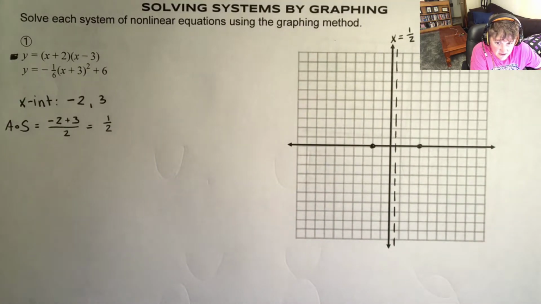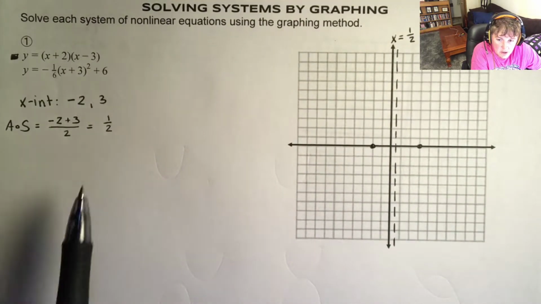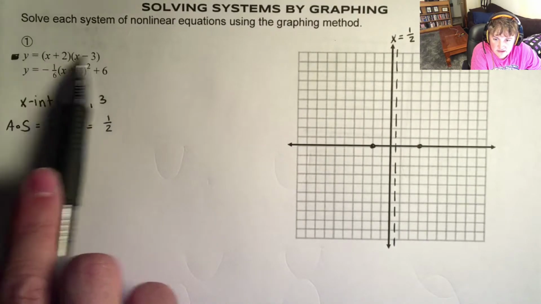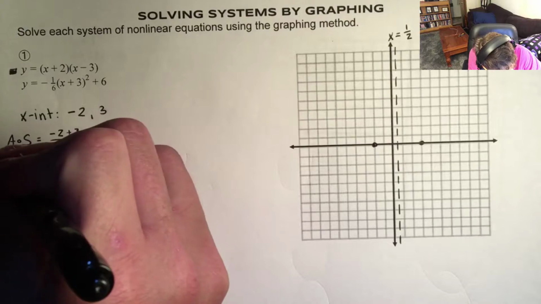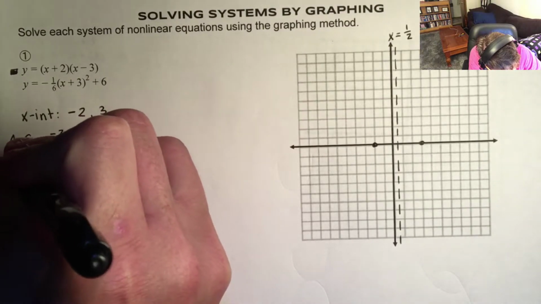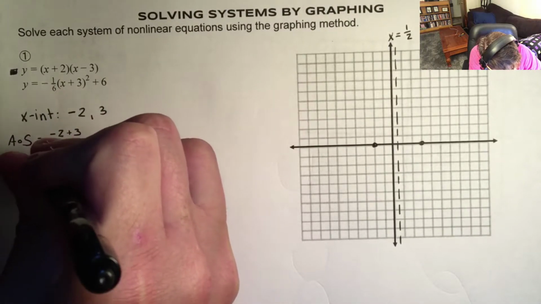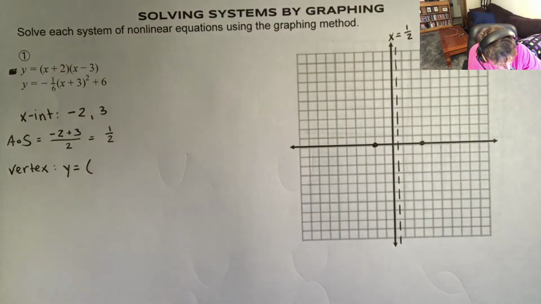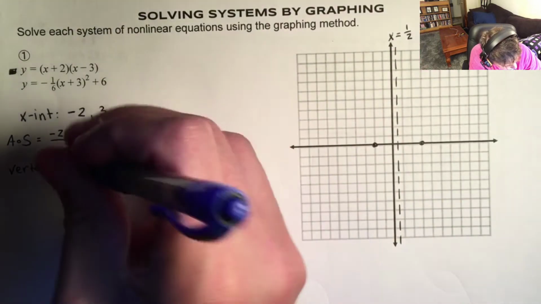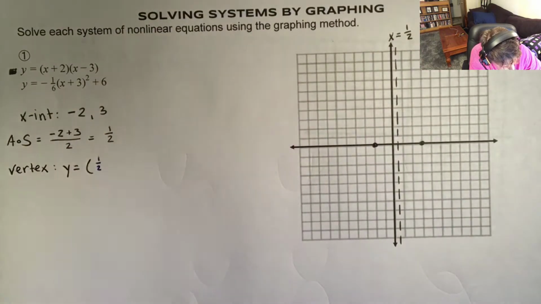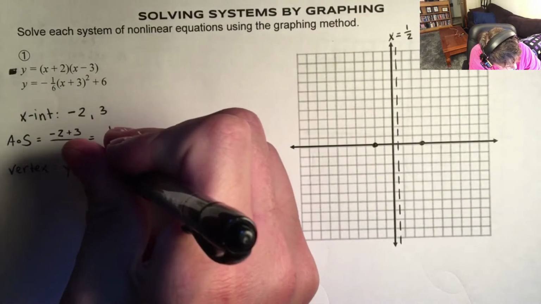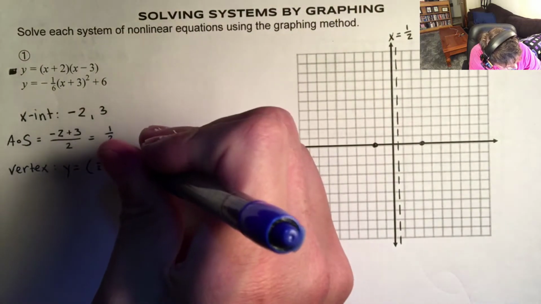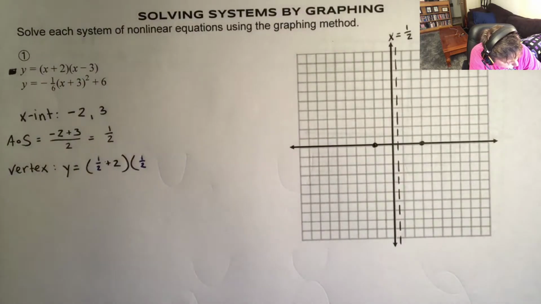So if I want to find the axis of symmetry, what I need to do is go ahead and plug in 1/2 into this function. So I need to find the vertex. And the vertex is just going to be y is equal to, okay, this one's going to be 1/2 for x plus 2, and then 1/2 for y minus 3.